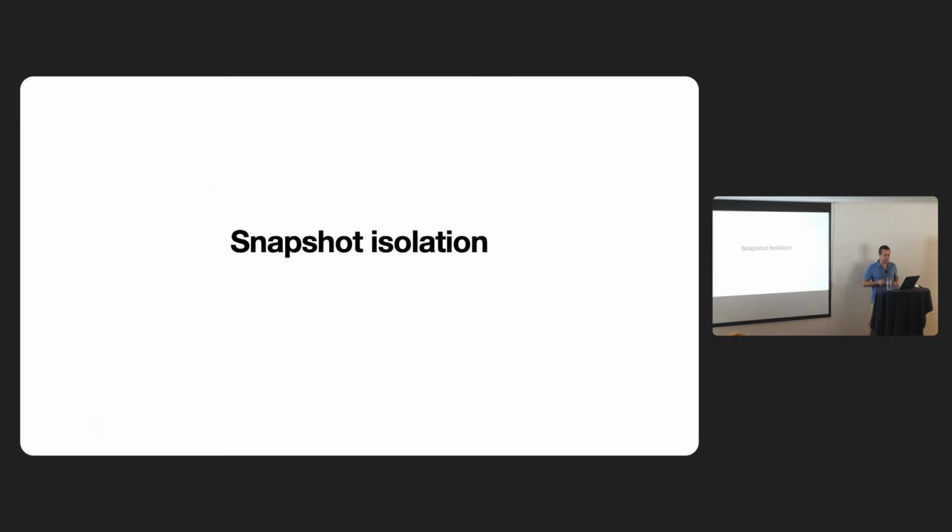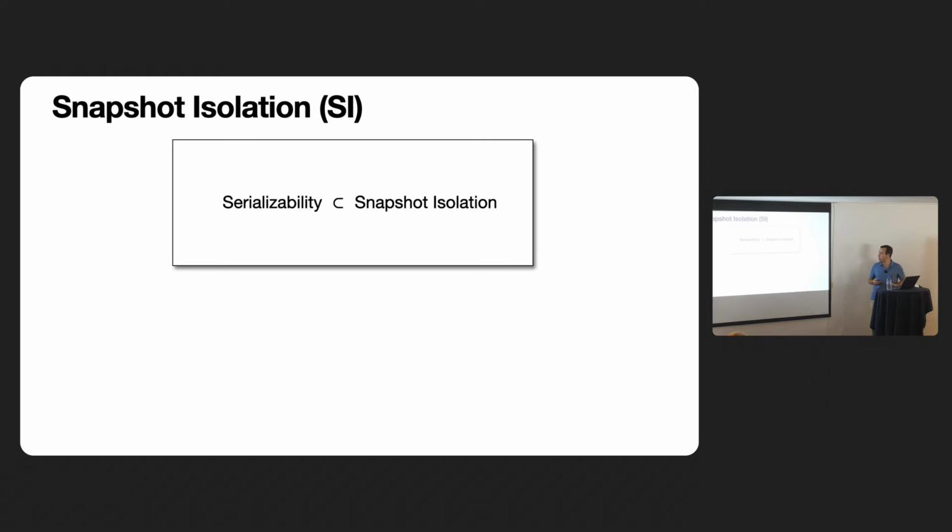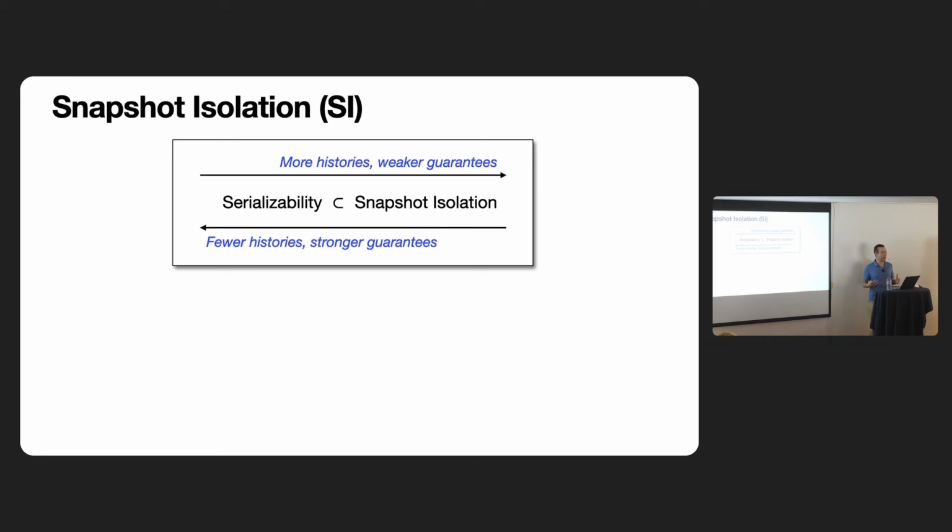Okay, then snapshot isolation. This is just one notch weaker than serializability, right? That means that the set of histories allowed under snapshot isolation is just a bit bigger than the ones allowed by serializability. So remember, the direction goes this way. The more histories you allow, the weaker guarantees you provide, and the fewer histories you allow, the stronger guarantees you give. Now, snapshot isolation is provided by Oracle as serializable.